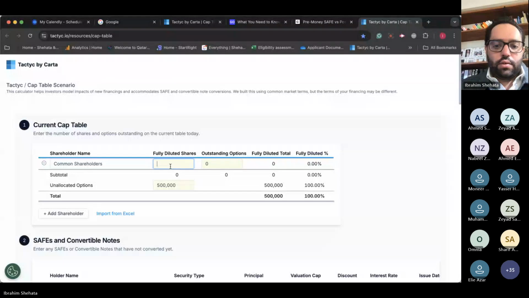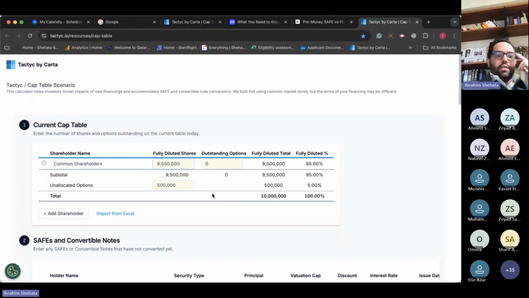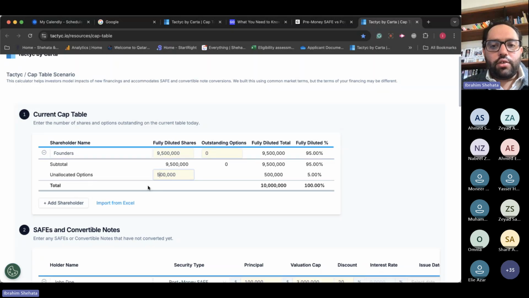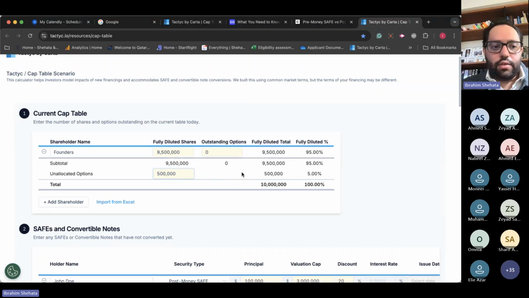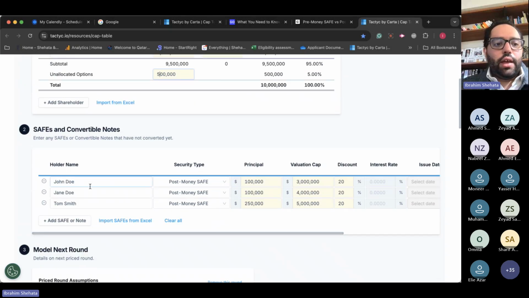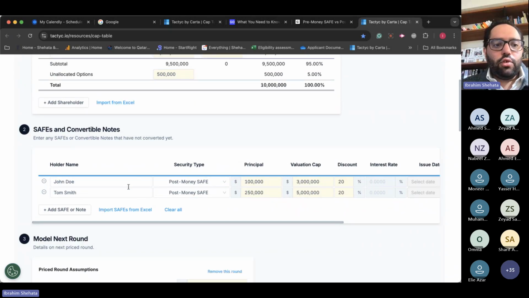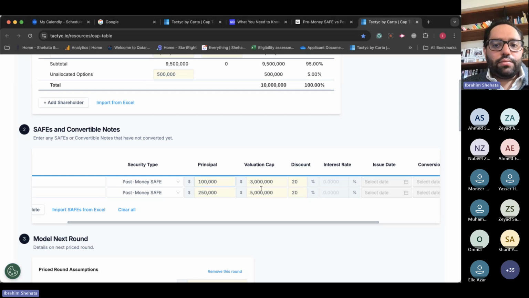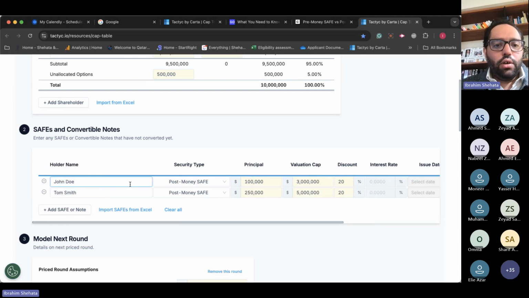Okay. So here in this scenario, we have common shareholders, which I will say, for example, are the founders. Let's say they own 95% of the company, and unallocated options is that they have an ESOP, a current ESOP that diluted them, like a pre-money ESOP for 5%. Okay. And then we have a SAFE and convertible notes holder. Let's say we have John Doe, post-money SAFE.